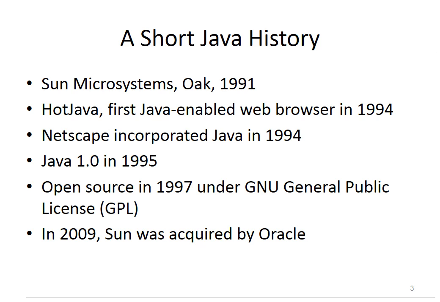The first version of Java, Java 1.0, was introduced in 1995. In 1997, Sun made Java available as open source under the GNU General Public License, GPL. In 2009, Sun was acquired by Oracle, which continues its development.